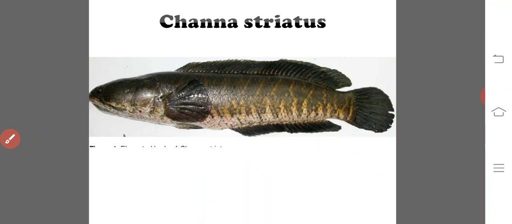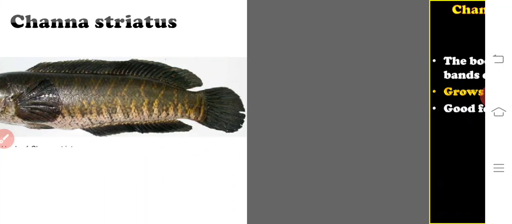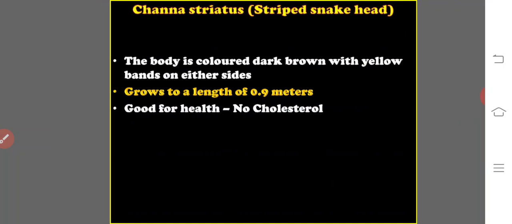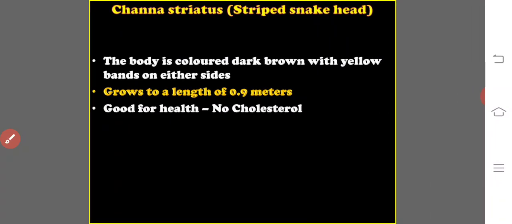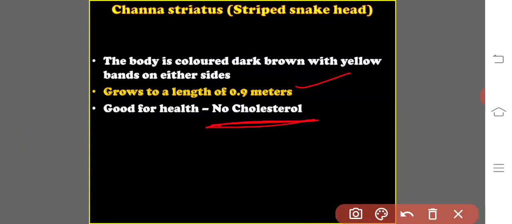Then coming to Channa striatus, commonly called the striped snake head. Here on the brownish or green color, we observe the yellow stripes, so that is known as the striped snake head fish. The body is dark brown with yellow bands on either side, and it grows to a length of 90 centimeters or 0.9 meters. And here you can observe there is no cholesterol at all in Channa striatus.